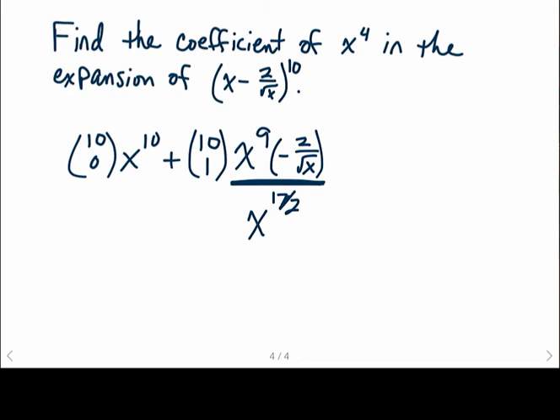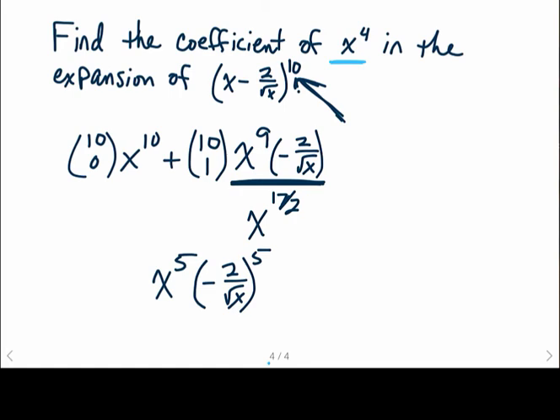So what we need to do is figure out just when the exponent is going to be x to the 4th power. And folks, we might just start guessing. Suppose I guess that the term is going to have x to the 5th. So the exponent of x is going to be 5. If that were the case, then the exponent on negative 2 over the square root of x would also be 5, because remember, the exponents are going to add up to 10, 10 being the exponent on the binomial under consideration.